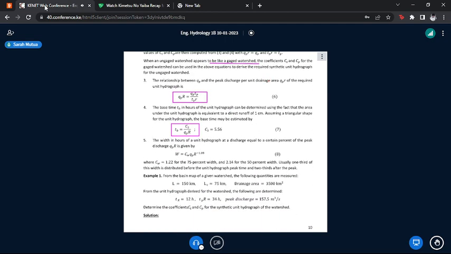And finally, the width in hours of a unit hydrograph at a discharge equal to a certain percentage of the peak discharge QPR is given by W equals CW times QPR raised to the power of minus 1.08. And we have additional coefficients here.